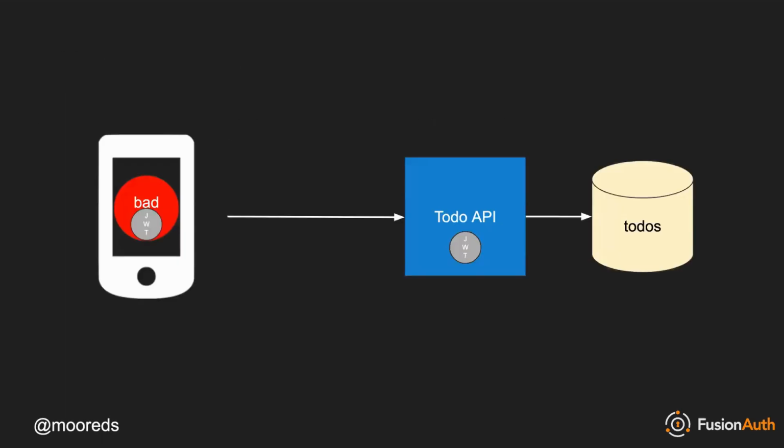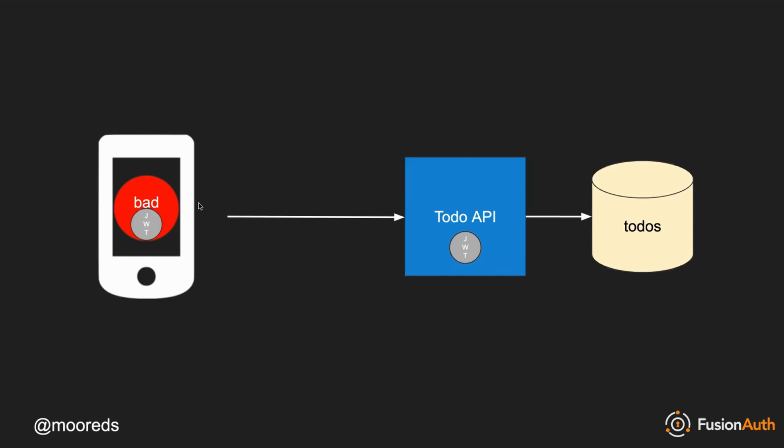So here's the example of a bad person, a bad client who has found a JWT and is now presenting it to the To-Do API, and the To-Do API looks at it and sees a valid JWT. It's checked the issuer, it's checked the claims, it's checked the signature. So it's going to go ahead and give those to-dos to the bad actor.